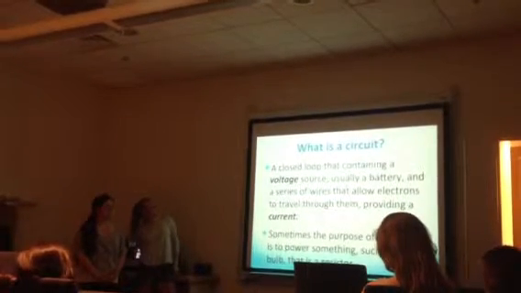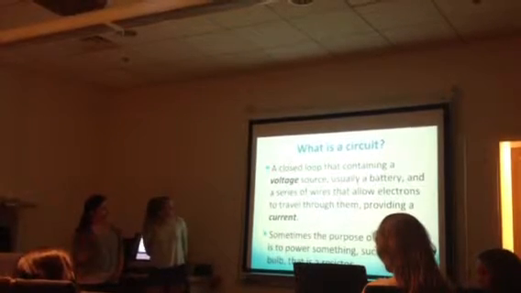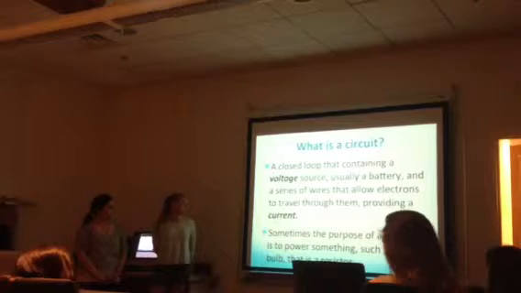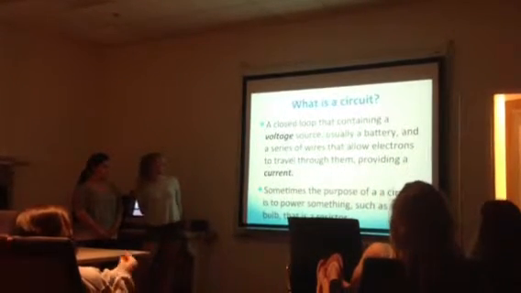What is a circuit? It is a closed loop containing a voltage source, usually a battery, and a series of wires that allows electrons to travel through them, providing a current. Sometimes the purpose of a circuit is to power something, such as a light bulb that is a resistor.